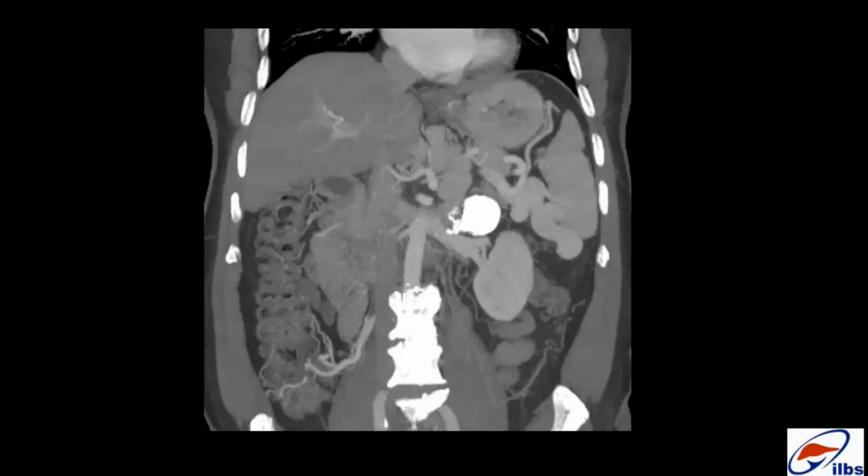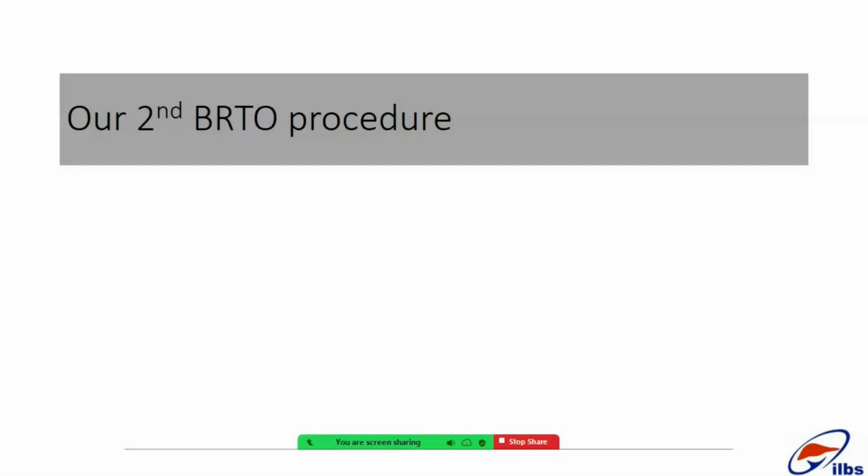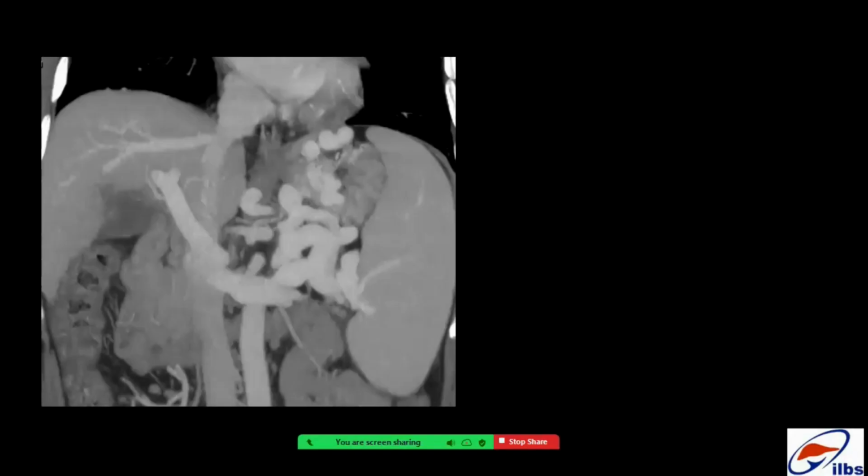But when we did the CT scan, we saw that only the aneurysmal part was thrombosed. At the confluence of the renal vein and the shunt there was some narrowing, but the shunt was persisting. Still, because this was a patient of hepatic encephalopathy, the patient did well. So we got our second case.